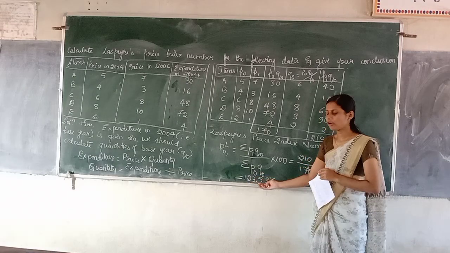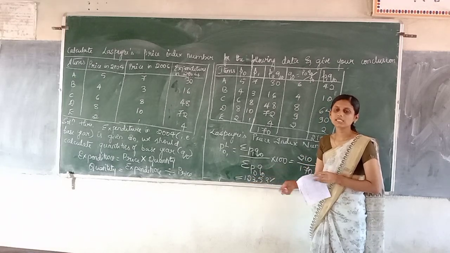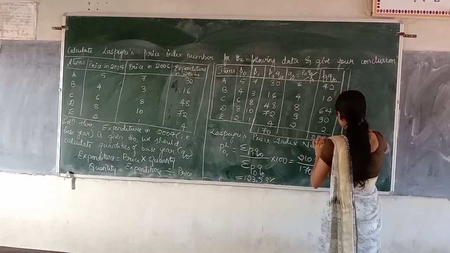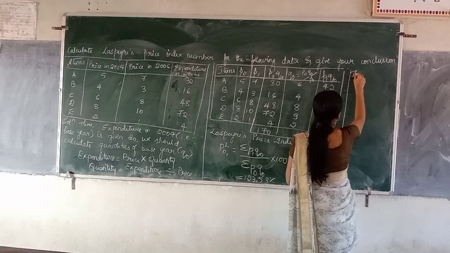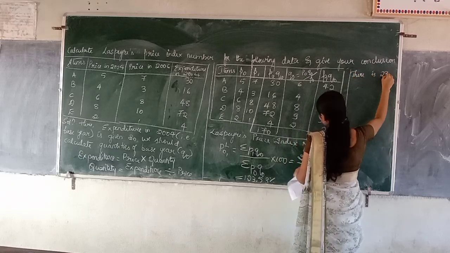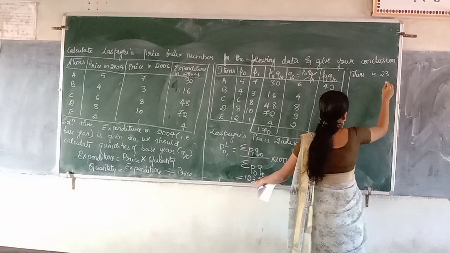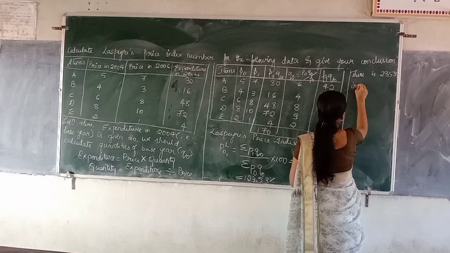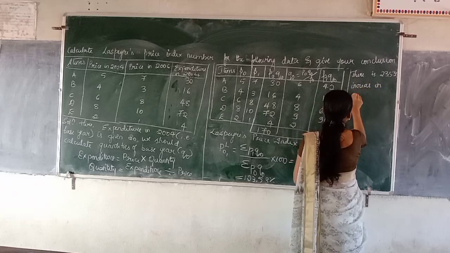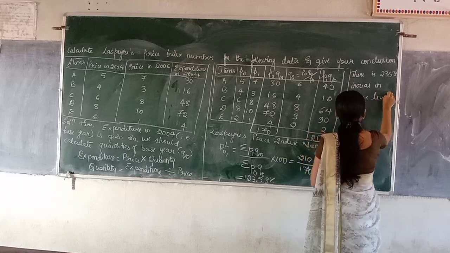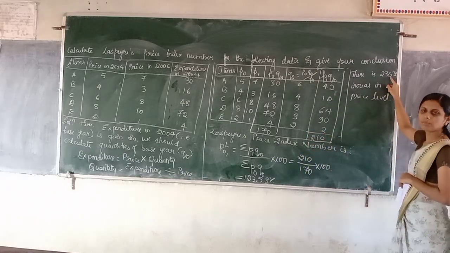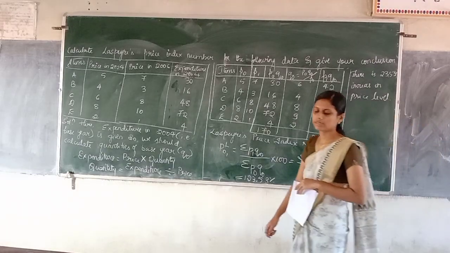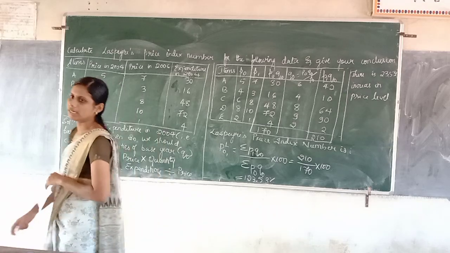It is 23.53% more. That means you can write the conclusion as, there is 23.53% increase in price level. So we can write it as there is 23.53% increase in the price level because it is price index number. So like this you are going to calculate the last year's price index number.